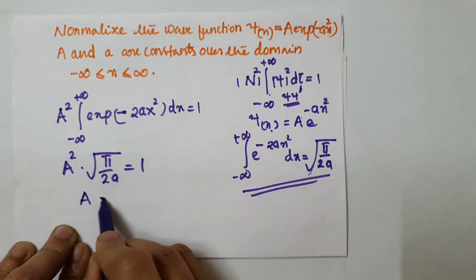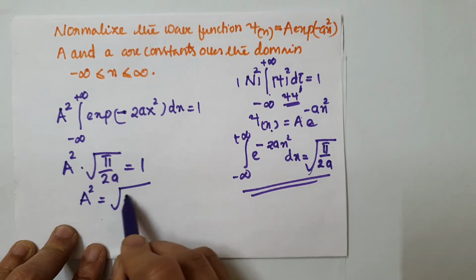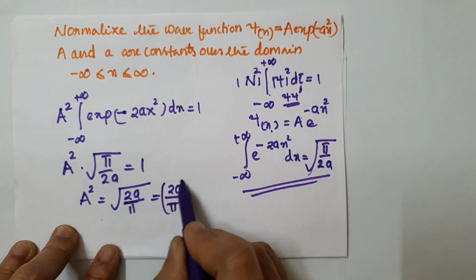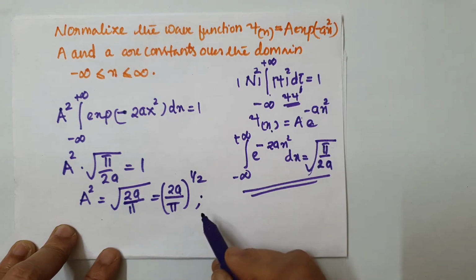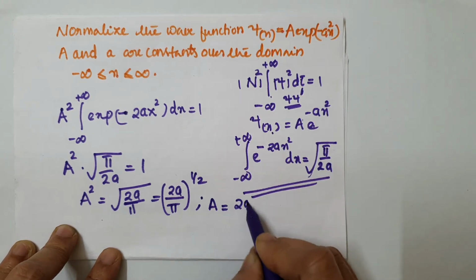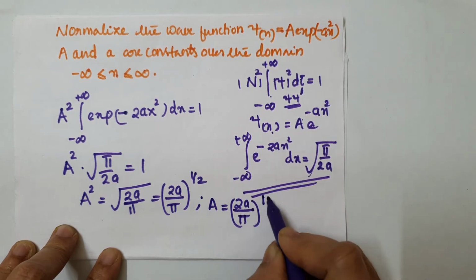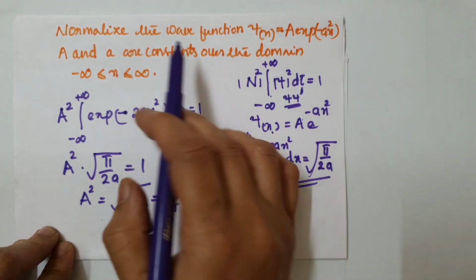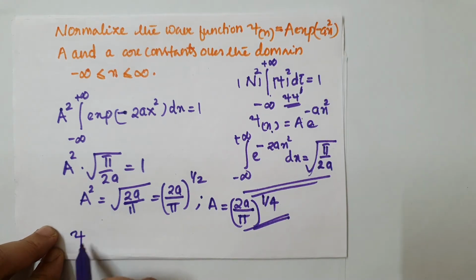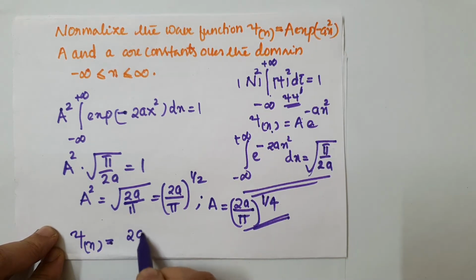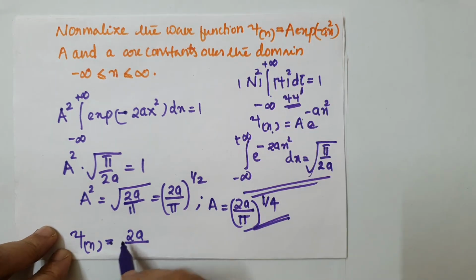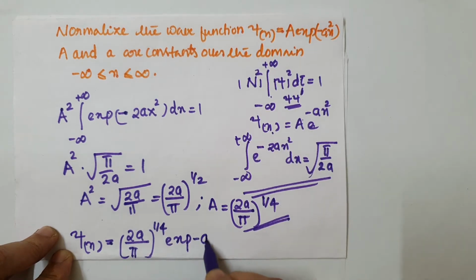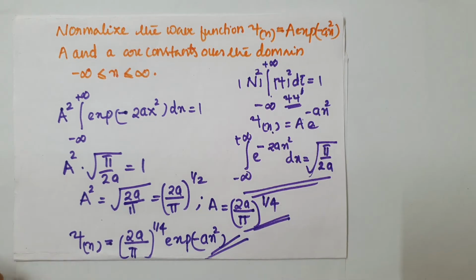Or we can calculate the value of A: A squared is equal to root of 2a by pi, that is 2a by pi the whole raised to 1 by 2. Therefore, A is equal to 2a by pi the whole raised to 1 by 4. This is the value of A. Hence the normalized wave function is psi(x) = A e raised to minus a x squared, where A is 2a by pi the whole raised to 1 by 4, times exponential minus a x squared. This is the normalized wave function.